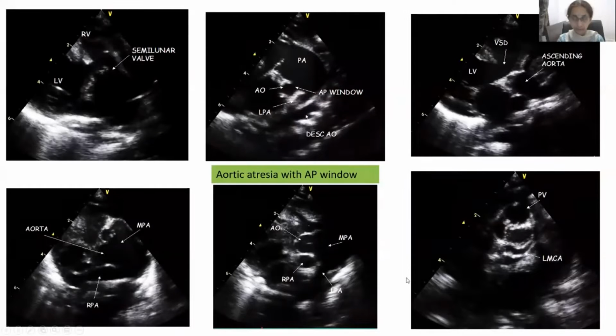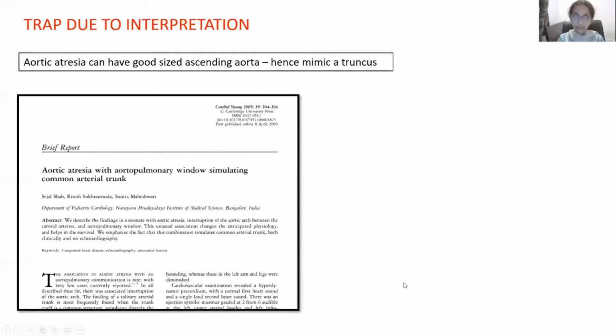And hence it was understood that this was not a truncus, but it was an aortic atresia with an AP window. So in this situation, it was a little confusing because the aortic atresia had good-sized ascending aorta, and hence it was mimicking a truncus.